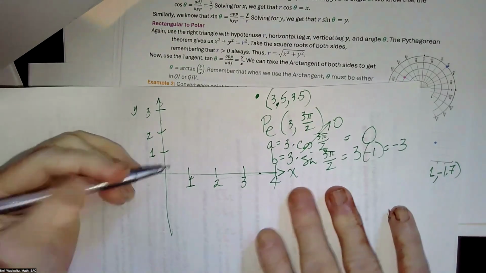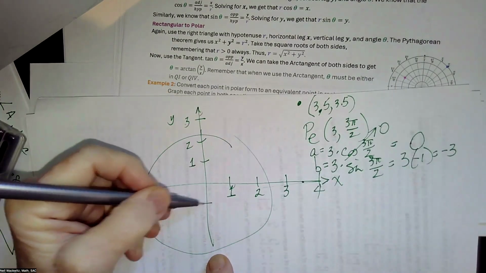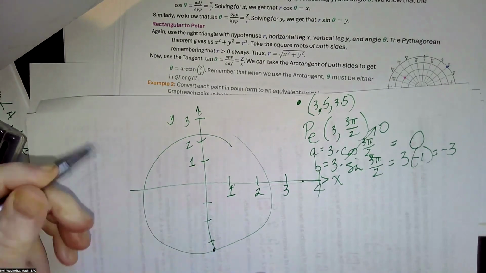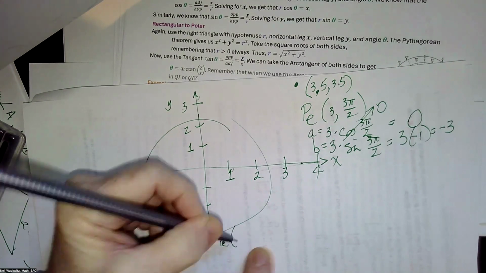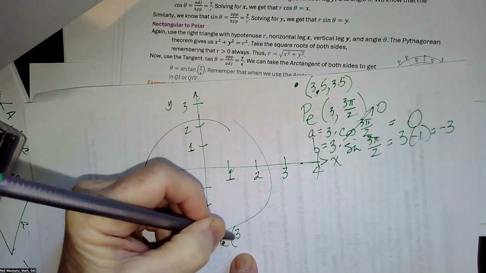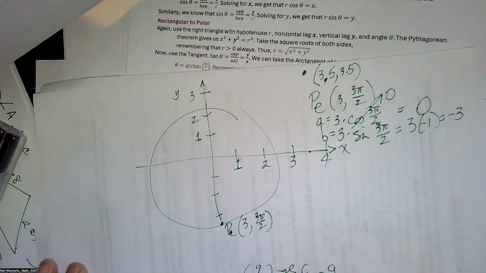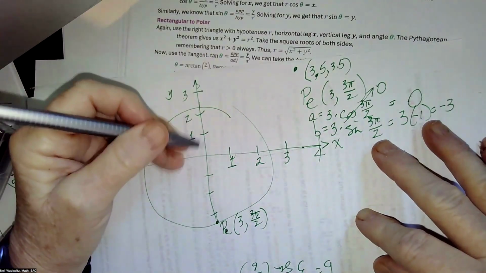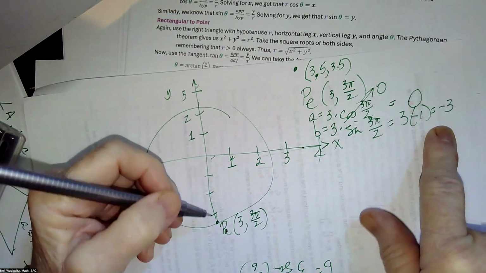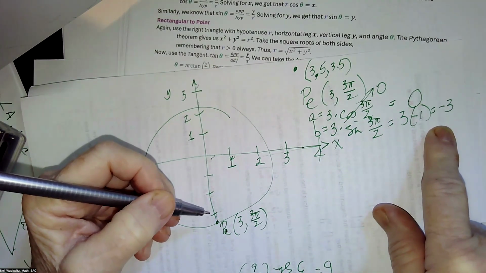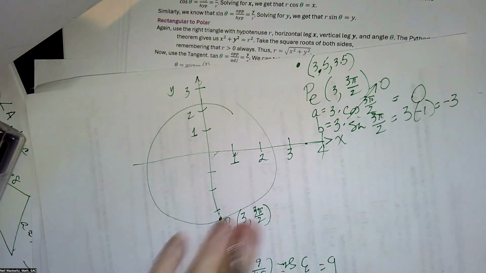And do you see that that makes sense? 3 pi over 2 is at the bottom of the unit circle. And we're 3 points out. So we're at 3, and we went 3 pi over 2 around. And then if we're in rectangular coordinates, we go along the negative y-axis, 3 units. Best of luck. And so we do end up in the same place.